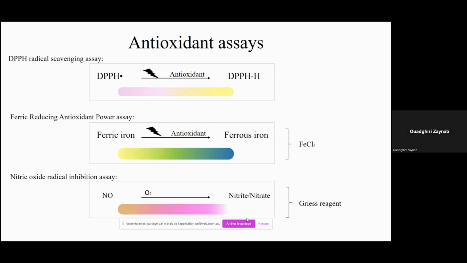Last but not least, the nitric oxide radical inhibition assay. In the normal case, nitric oxide interacts with oxygen and produces nitrates and nitrite, which are revealed thanks to the addition of Griess reagent to give a pink color. In the presence of antioxidants in the extract, it will block the production of nitrite and nitrates, and as a result, no pink color will appear.